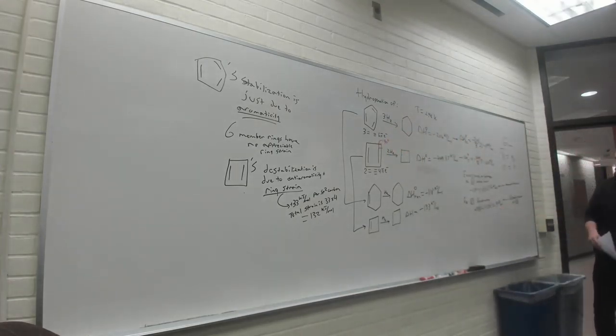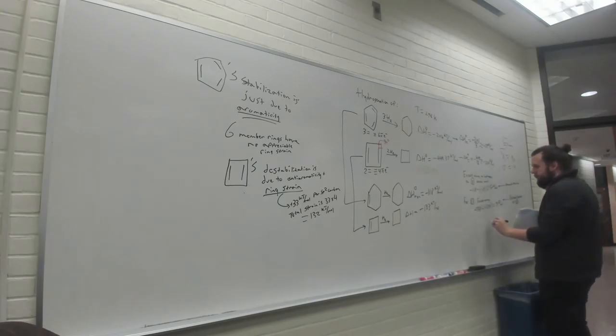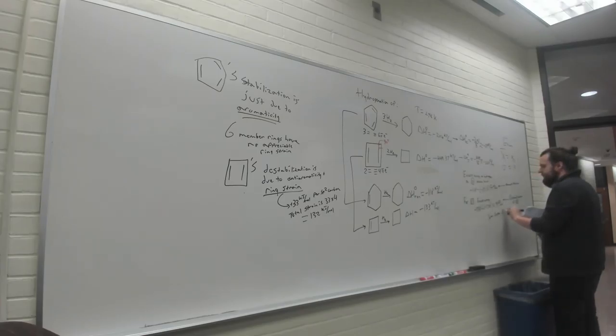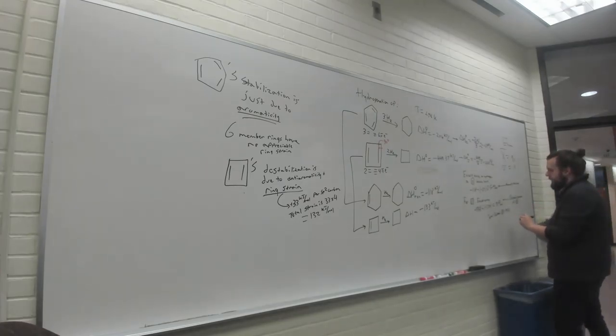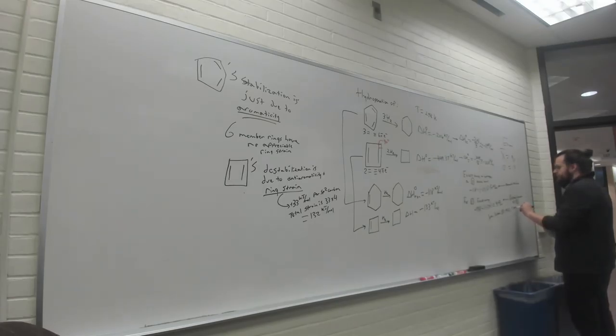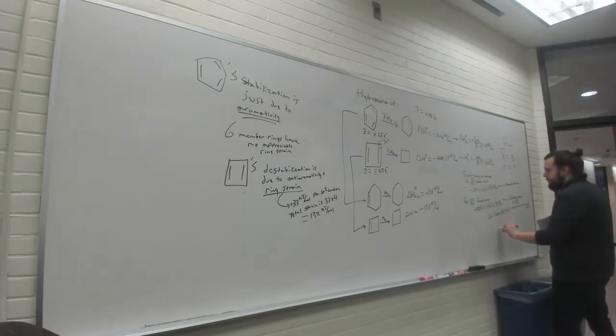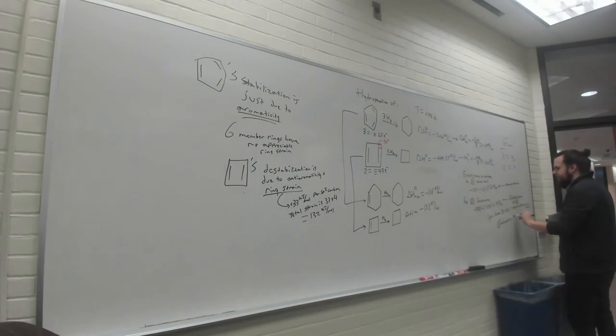Okay, so let's go over here. This is per double bond, so the total destabilization of cyclobutadiene is 91 times 2, because there's 2 double bonds. And that is equal to the anti-aromaticity plus the ring strain. So the anti-aromaticity is equal to 91 times 2 minus the ring strain, which is 132. And so this is 182 minus 132, which is 50 kilojoules per mole.